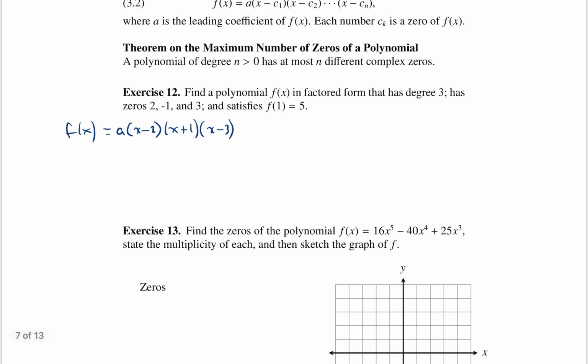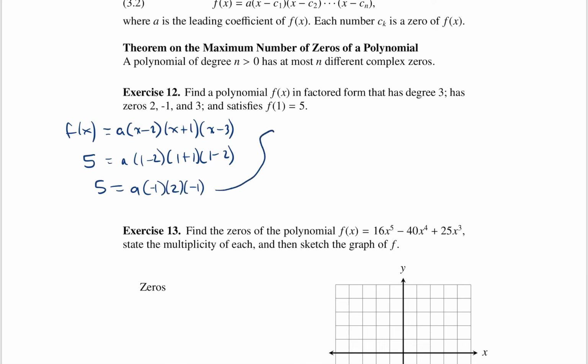So this is what we have. Now we can enter the given information to figure out what a has to be. So when x is 1, the function is equal to 5. So the function will be equal to 5 when x is 1. So now we can solve for a. So this will be 5 equals a times -1 times 2 times -1.